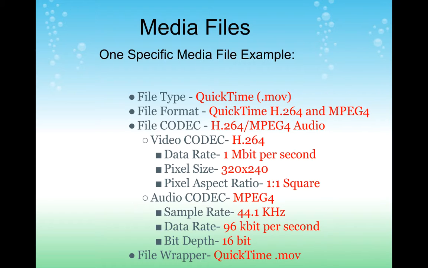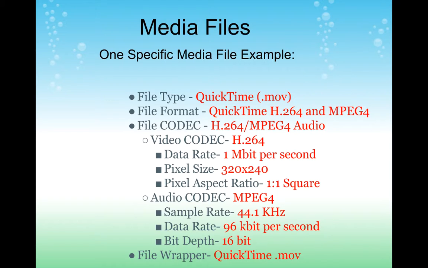Here's another kind of file, for the Mac. It's a QuickTime file. You'll want to know what file format, what codecs are used, and what wrappers are used. And so here's an example of different codecs and data rates, pixels, sample rates, etc. This video is also 1 megabit per second. It's 320 by 240 pixels.